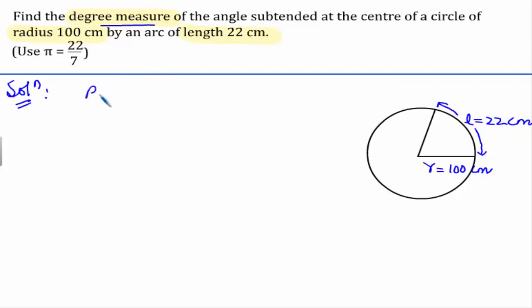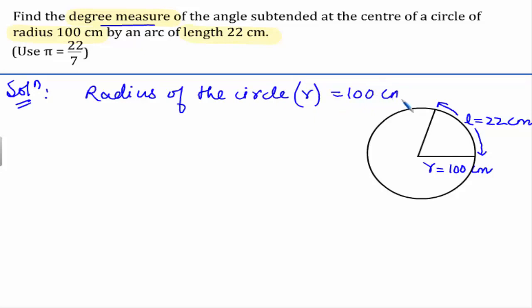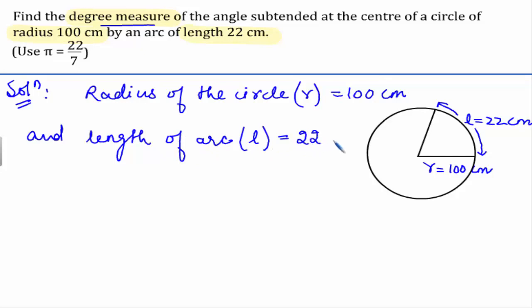Now, we know that the radius of the given circle is 100 centimeters. We have denoted it by small r. And also we are given the length of the arc, that we have denoted by small l, which is equal to 22 centimeters. We have to find this angle. Let us denote it by theta. So let theta be the circular measure of the angle subtended.